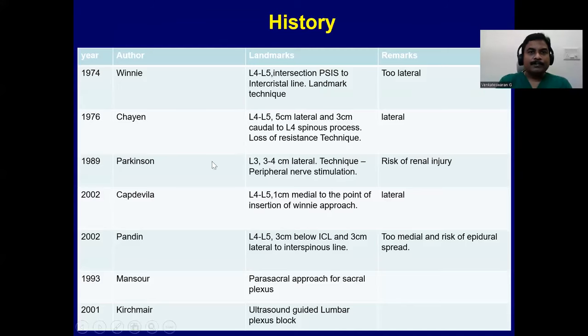Coming to the history of the lumbosacral plexus block, it was started in the year 1974 by Winnie, and was done by a landmark technique. In 1989, Parkinson did lumbar plexus block with peripheral nerve stimulation. And in the year 2001, Kirchmair did an ultrasound-guided lumbar plexus block.